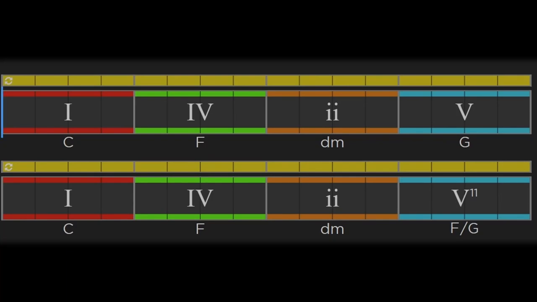Next up, I'll show you the 5 dominant 11th on its own at the end of a progression. Listen to how playing a chord other than 4 before the 5 chord provides less of a build-up and more surprise when the dominant chord is heard.